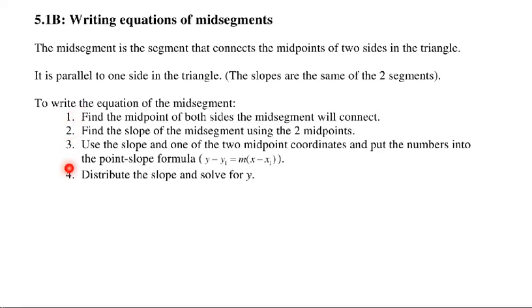Here are some steps for how we're going to write our equation. We need to find the midpoint of both sides that our midsegment is going to connect together. Then to write our equation, we have to find the slope of that line, and then we're going to put it into point-slope form using just one of those midpoints and that slope number. And if we want to solve for y, to put it into slope-intercept form, we might do that.